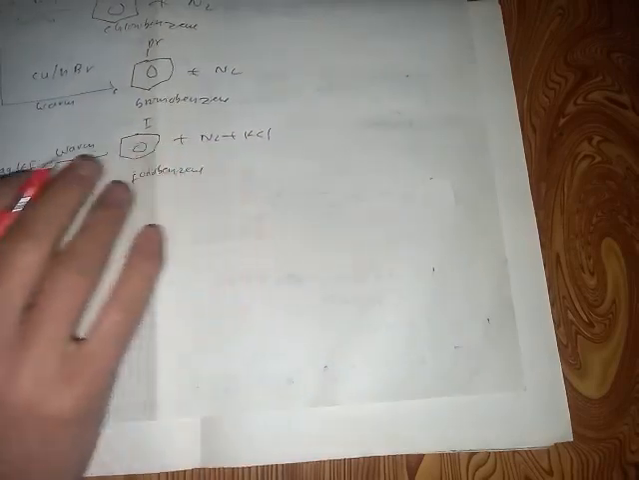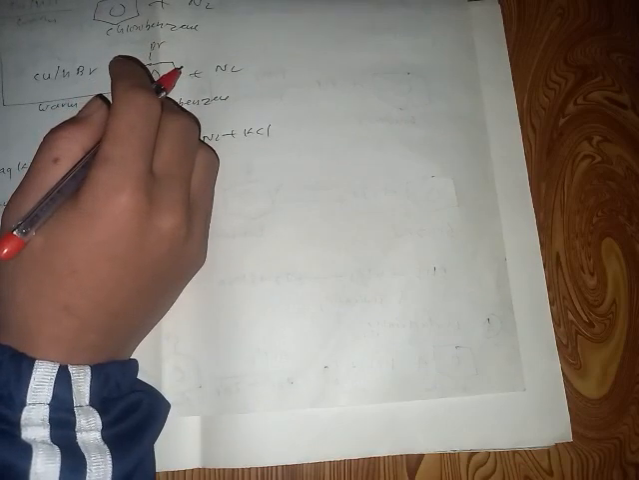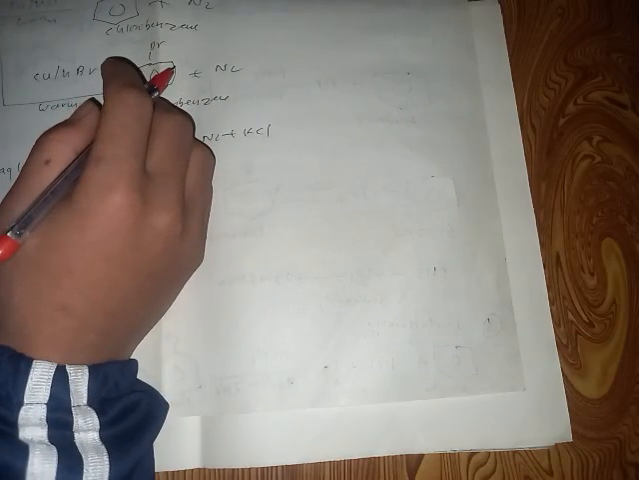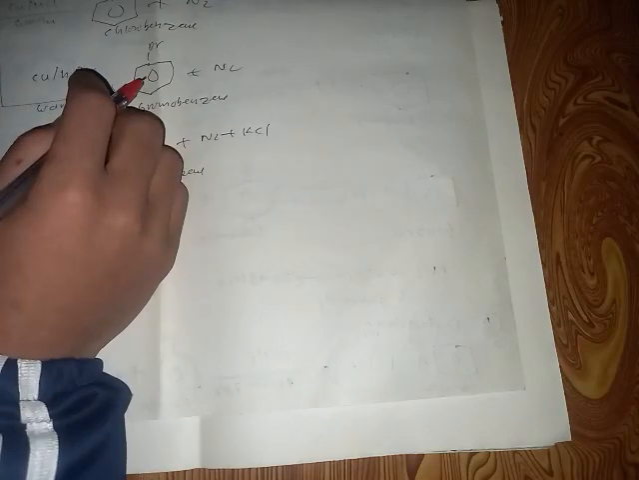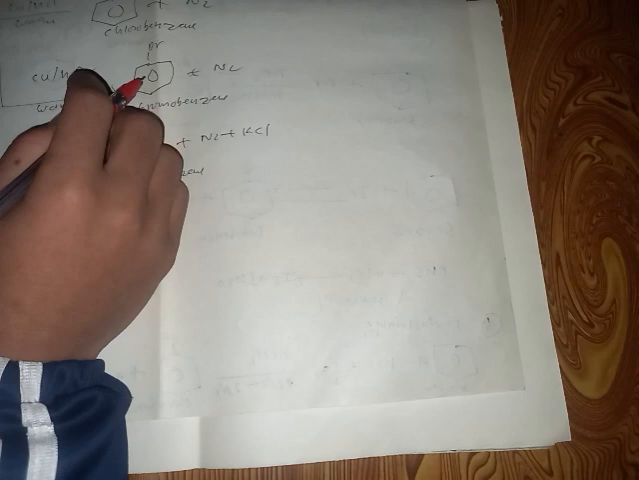It's most important. Then fluorobenzene is obtained by the reaction of the benzene diazonium salt with fluoroboric acid. It is most important: fluoroboric acid produces the diazonium fluoroborate, which on heating produces fluorobenzene.